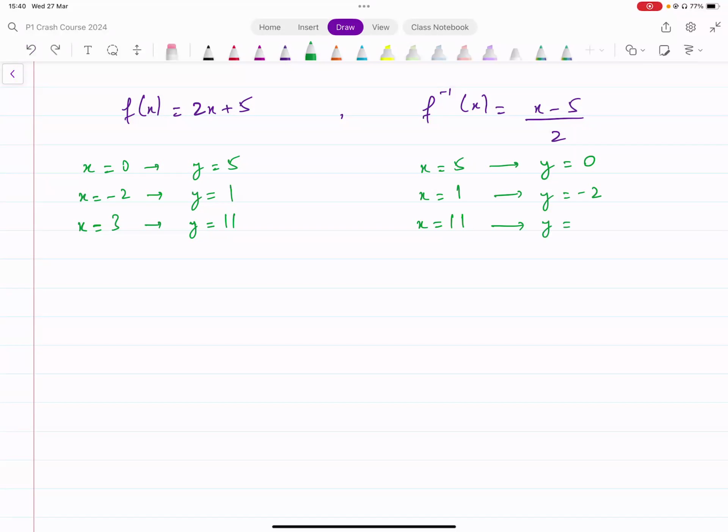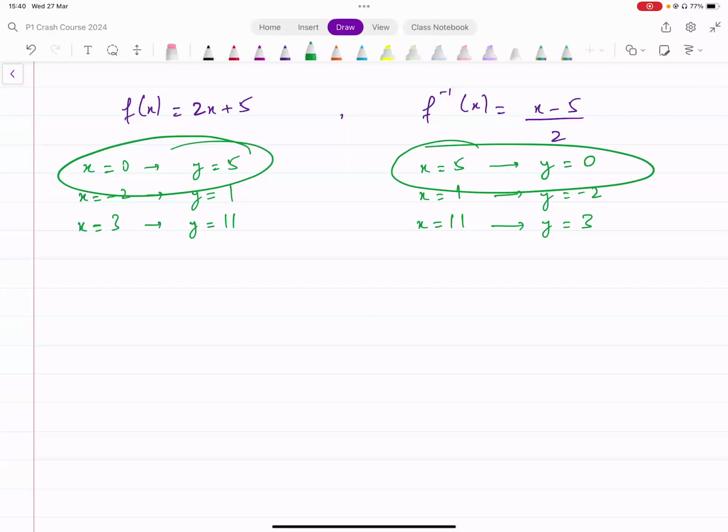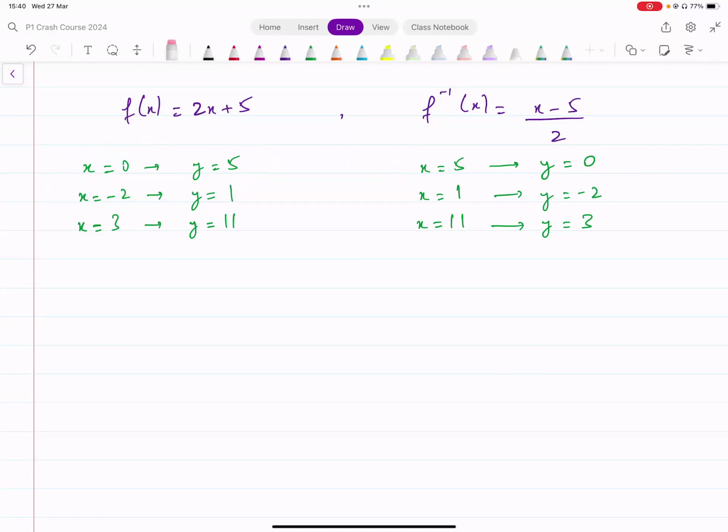So you see what's happening? X and y are interchanged here, right? Earlier, x equals 0 was giving you y equals 5. Now x equals 5 is giving you y equals 0. That's what an inverse function is supposed to do. It interchanges x and y. Okay, x becomes y and y becomes x. All right.